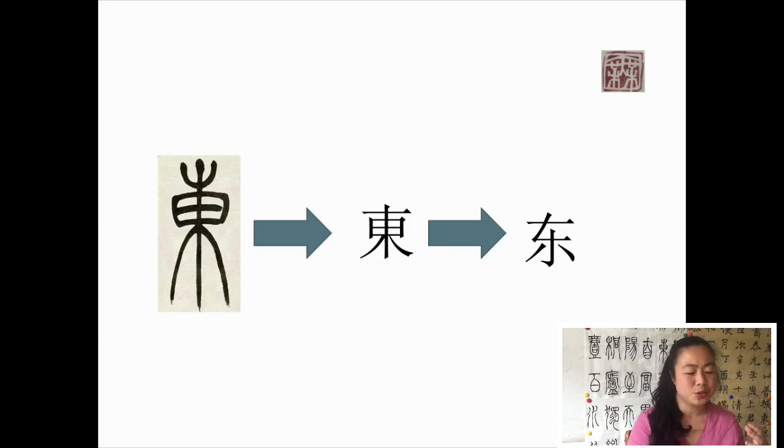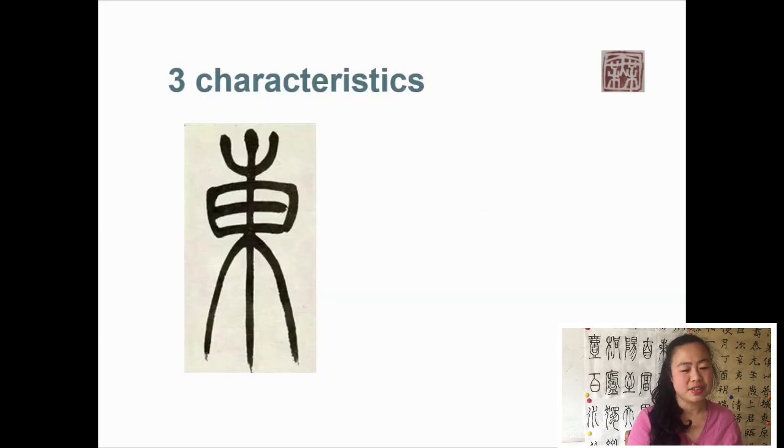So if you want to read Chinese books or Chinese media, you have to learn the simplified Chinese characters. Now, three characteristics when it comes to calligraphy. The first one is symmetry. You can see the left part is nearly the same as the right part.